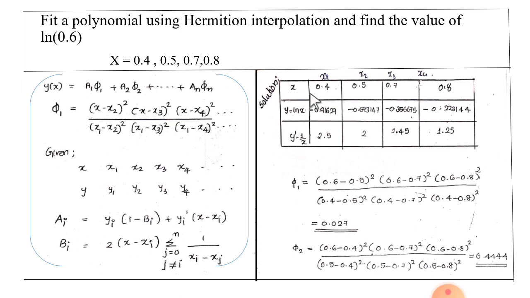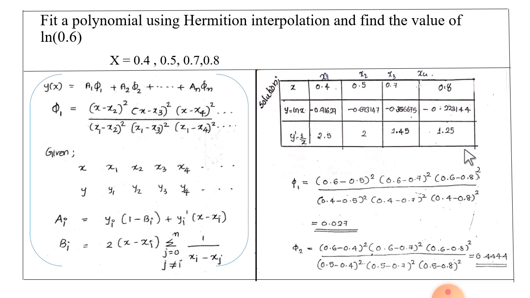The x values are given as 0.4, 0.5, 0.7, 0.8. Corresponding ln x values, taking y equal to ln x, will be: ln of 0.4 is minus 0.91269, then ln of 0.5 is minus 0.693147, then ln of 0.7 is minus 0.356675, and for 0.8, minus 0.223144.